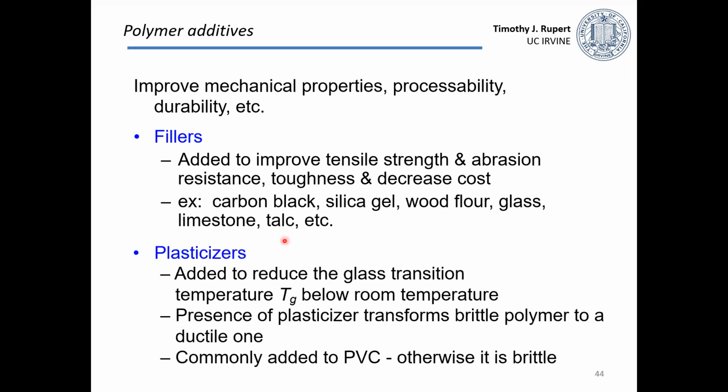You can also add in what are called plasticizers. So these are done to reduce the glass transition temperature, something we'll talk about a little bit in our next few slides. But the idea here is that you really want to transform a brittle polymer into a ductile one. So if you have a polymer and it ends up being too brittle for your uses, you can just mix in some plasticizers. A good example is PVC. Typically, it tends to be relatively brittle, but if your application requires it to be a little bit more ductile, you can end up adding in a plasticizing component.